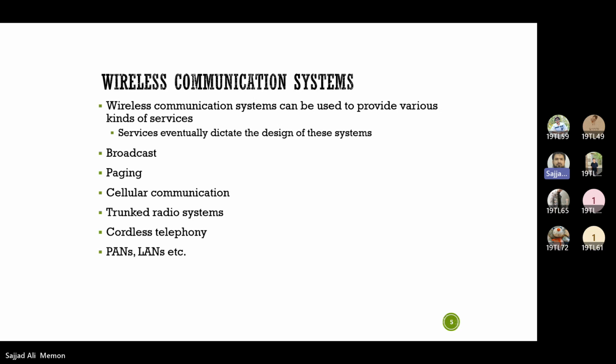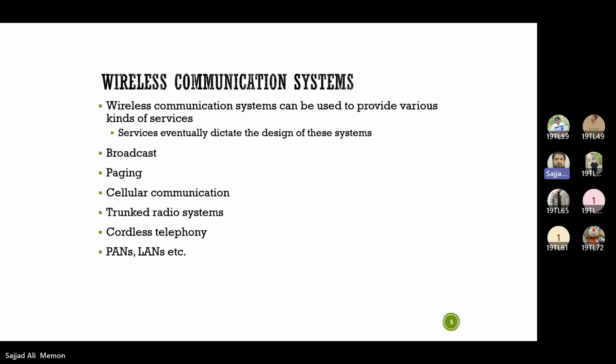Wireless communication systems can be used to provide various kinds of services. Services eventually dictate the design of these systems. So you can divide wireless communication into these types based on their application. Ad hoc and infrastructure were based on deployment, and this is based on application. Systems can be broadcast, paging, cellular communication, trunked radio system, call-less telephony, PANs, LANs, etc.